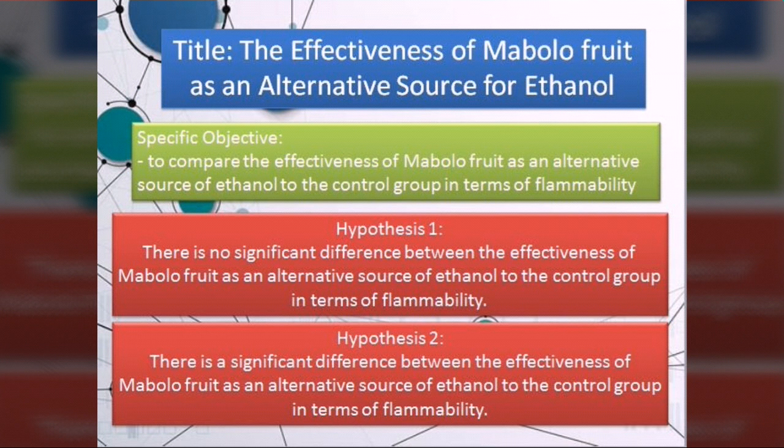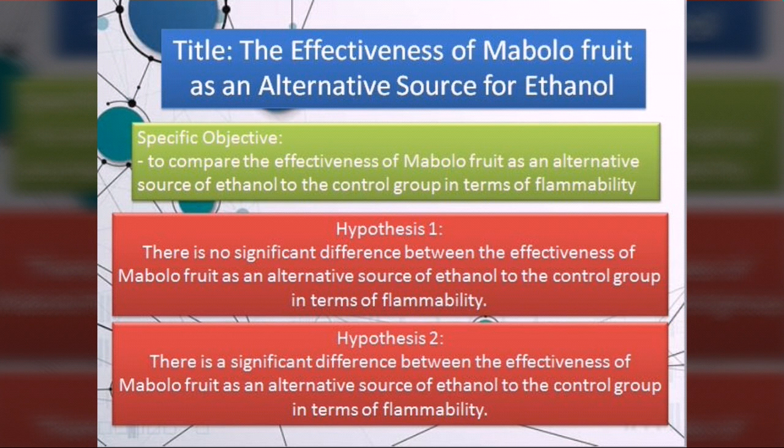Okay, hypothesis 1. There is no significant difference between the effectiveness of Mabolo fruit as an alternative source of ethanol to the control group in terms of flammability. Second hypothesis. There is a significant difference between the effectiveness of Mabolo fruit as an alternative source of ethanol to the control group in terms of flammability. Between the two, which do you think is the null hypothesis and which one is the alternative?